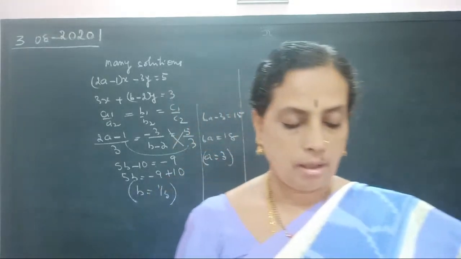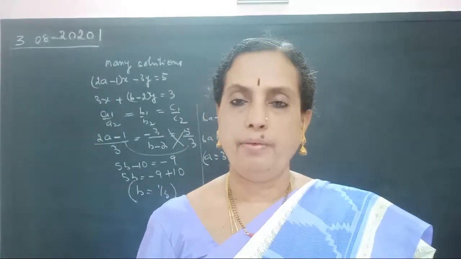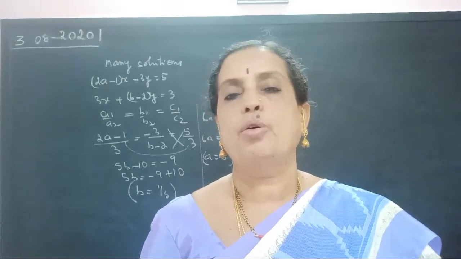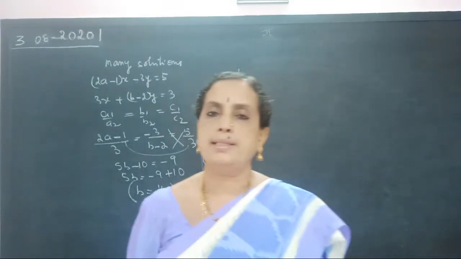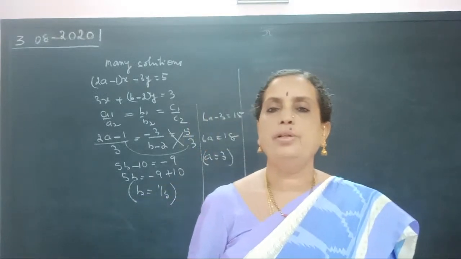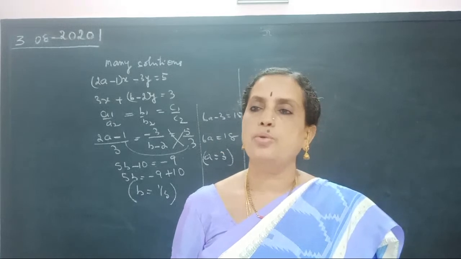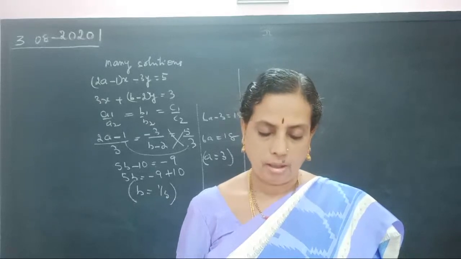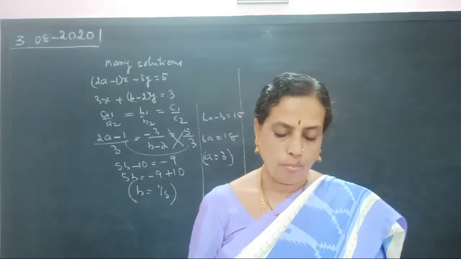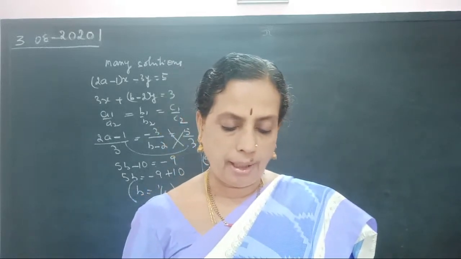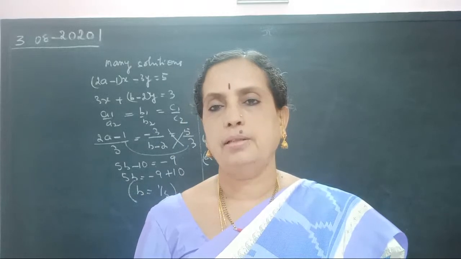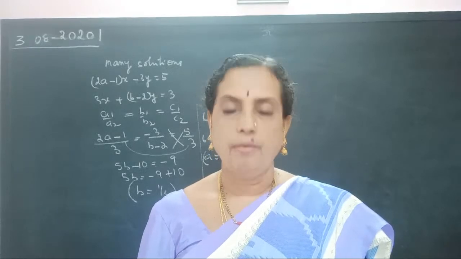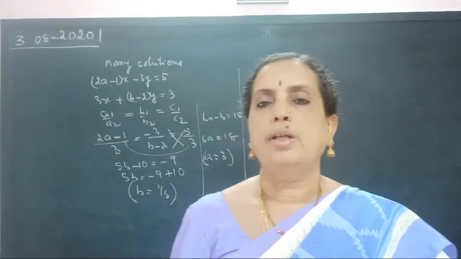I will go through the question. A fraction becomes 9 by 11 if 2 is added to both numerator and denominator. So you should consider the numerator as x and denominator as y. When 2 is added, it means (x plus 2) by (y plus 2) equals 9 upon 11. If 3 is added to both numerator and denominator, it becomes 5 by 6. That is (x plus 3) by (y plus 3) equals 5 by 6. Find the fraction.